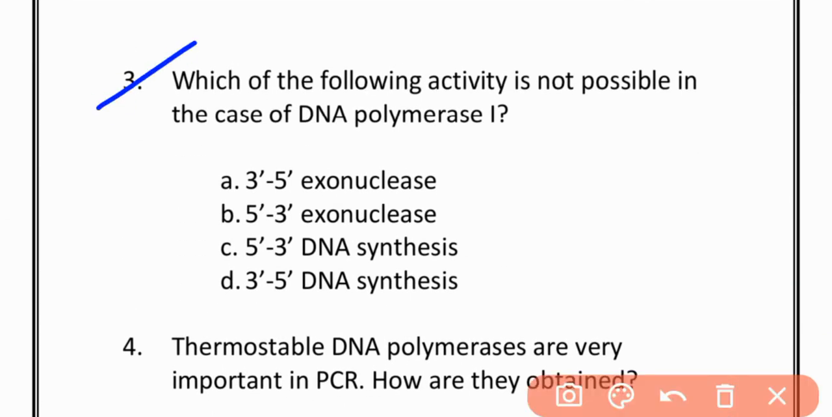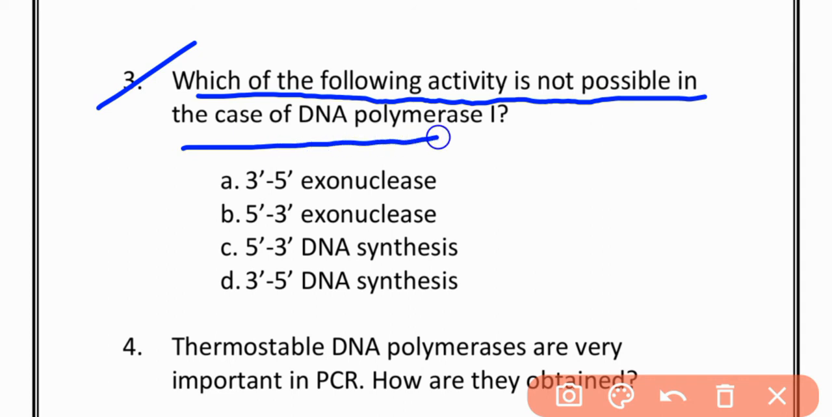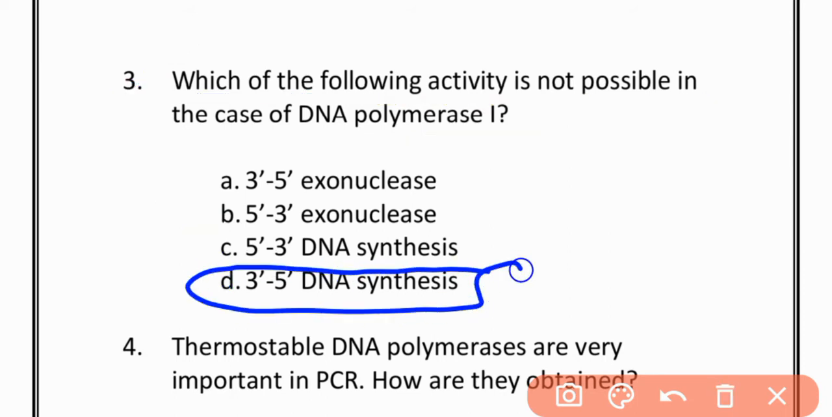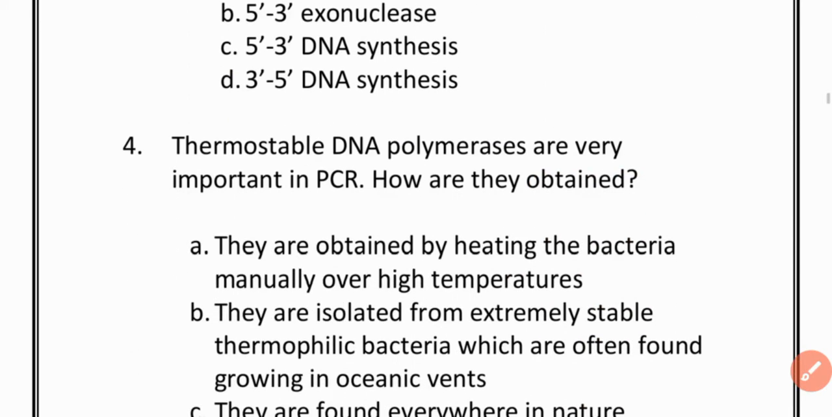MCQ number 3. Which of the following activities is not possible in the case of DNA polymerase 1? 3 to 5 exonuclease, 5 to 3 exonuclease, 5 to 3 DNA synthesis, 3 to 5 DNA synthesis. The correct option is option D, 3 to 5 DNA synthesis.